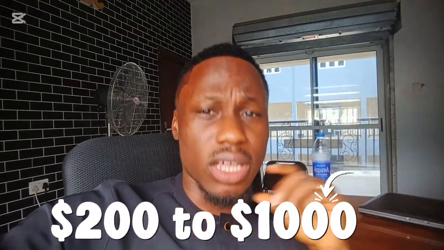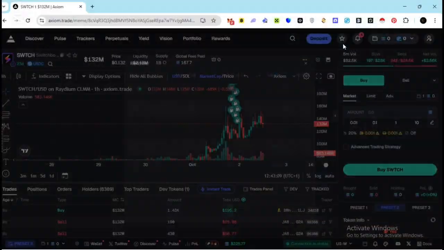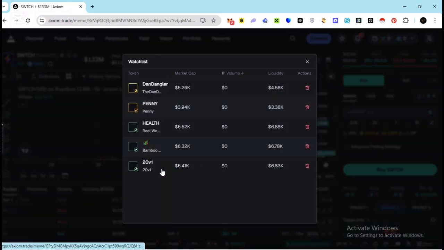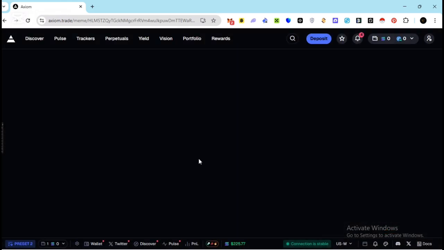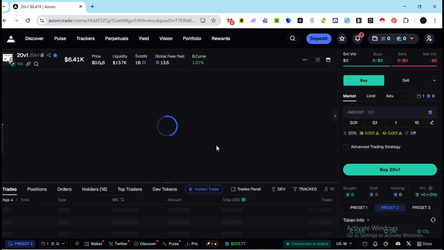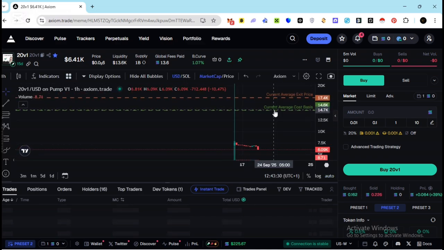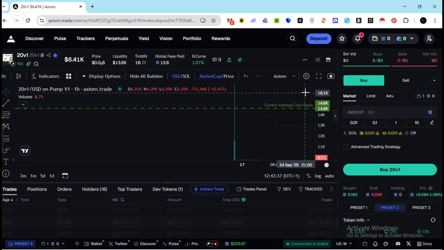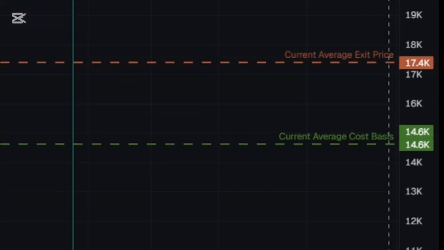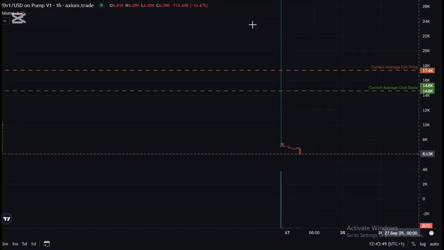I just flipped $200 into $1,000 trading on Axiom. You don't believe me? Let's take a look at my trading history and some of my entry and exit points. The green line is the entry point, while the orange line is the exit point. Now look at my entry, look at my exit before the coin went to zero.